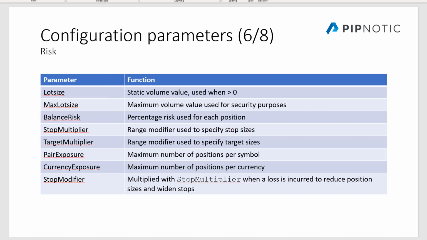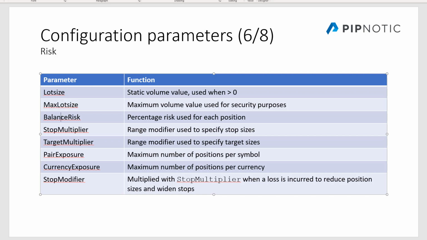Then we have the risk, the most important section. We have the lot size. Okay, so when the lot size is greater than 0, then that is a lot size that will be used for position sizing, unless the next parameter, max lot size, is set to a non-zero value. If lot size up here is set to 0.1, so 1 mini lot, and the max lot size is set to a micro lot, well then it's only going to trade micro lots. And so this one here overrules all of the other settings to make sure that if you have a max lot size that you want to stay below, then you simply define that.